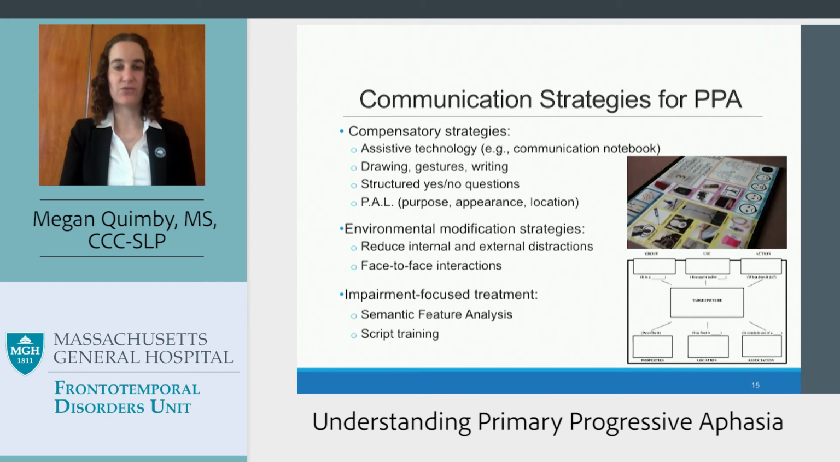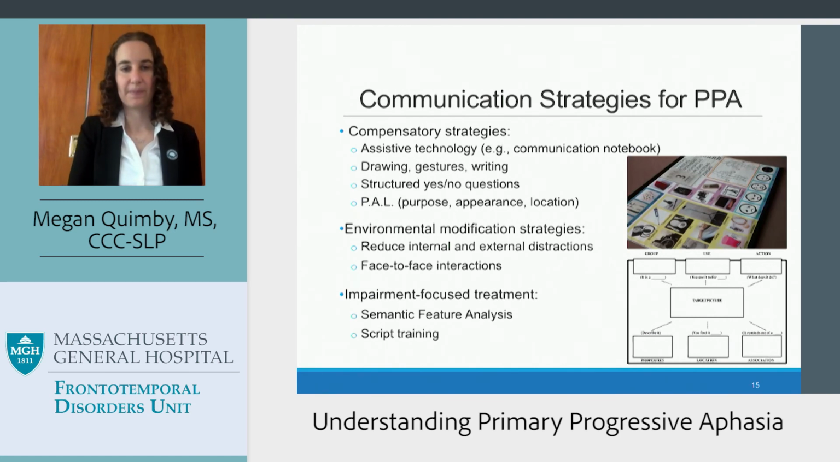Drawing and gestures and writing can be very helpful in addition to speech. Structured yes/no questions can also be extremely helpful. So for instance, instead of using open-ended questions like what would you like for dinner, a care partner could say, do you want rice for dinner, yes or no, or do you want rice or fish? So maybe two choices instead of an open-ended question.